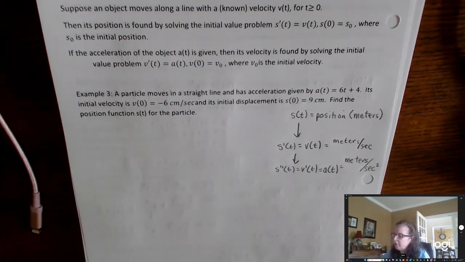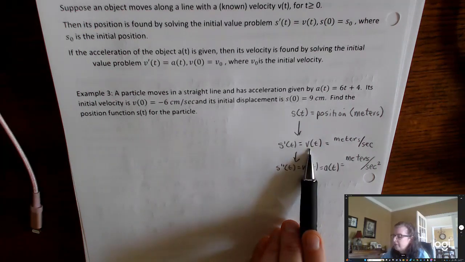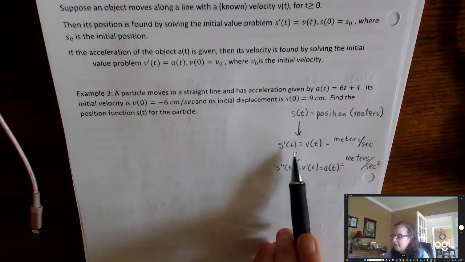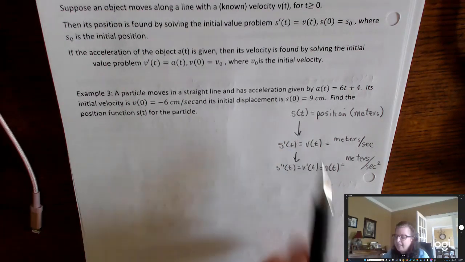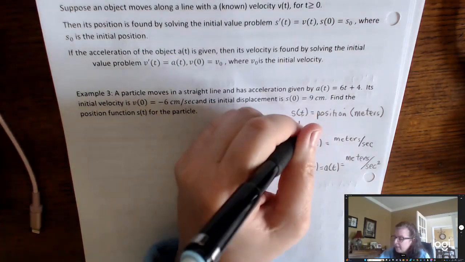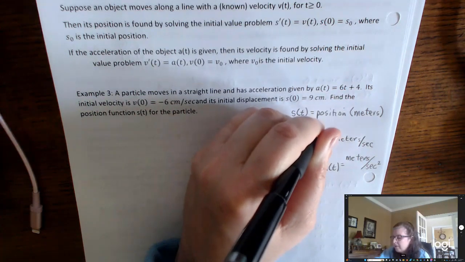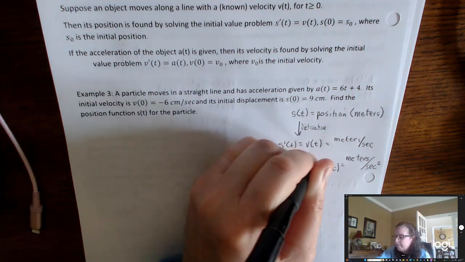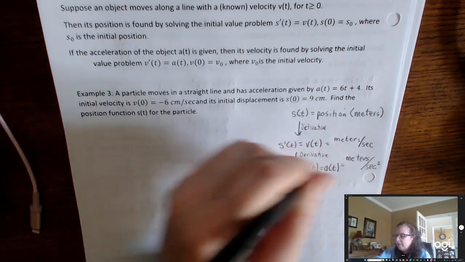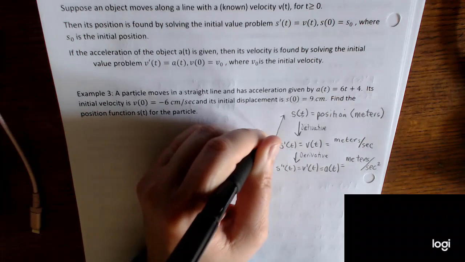So now what we're going to do is basically go backwards. For this problem, we are given a velocity function, and we want to go backwards to get to the position function, which means we're going to need to take the antiderivative. So if we go down, that is taking the derivative. But if we want to go back up, we're going to take the antiderivative.